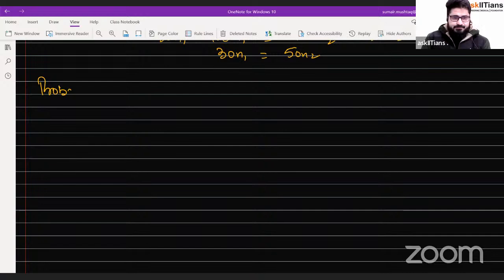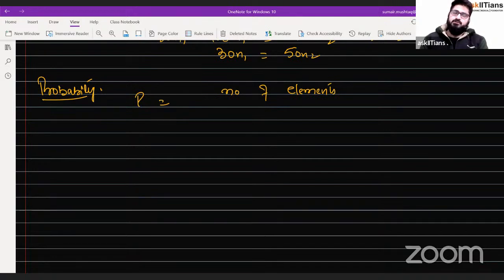Probability means you can simply say that probability means the chance of happening. In fact, probability of any event is equal to number of elements in the event over the number of... wait, I need to stop it once. Wait a second.